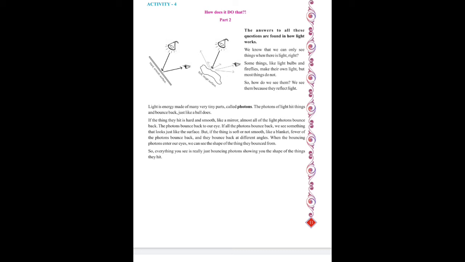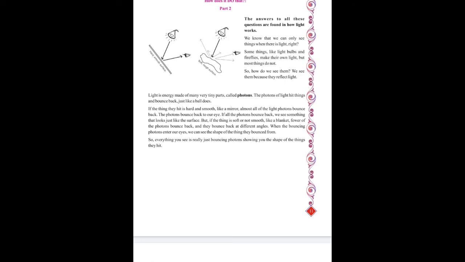And there are many other things in this world which do not make their own light. So how do we see them? We see them because they reflect light. Light is energy made of very thin tiny particles called photons. The photons of light hit things and bounce back just like a ball does. I have already told you that when a light beam is incident on a strong, hard, smooth surface, it bounces back towards our eyes. If the beam of light falls on our eyes, we will be able to see it. Otherwise, we will not be able to see anything.